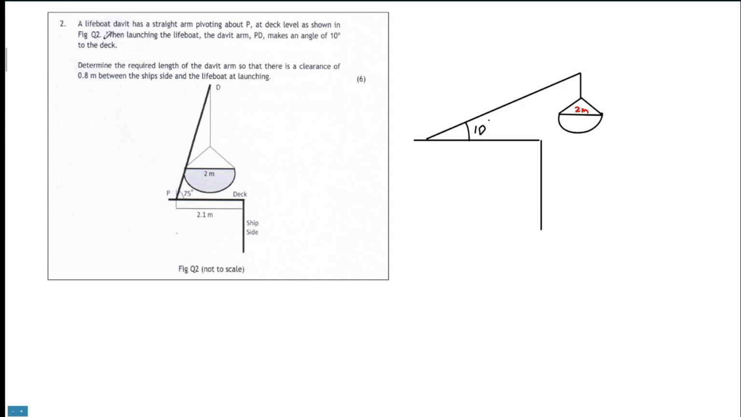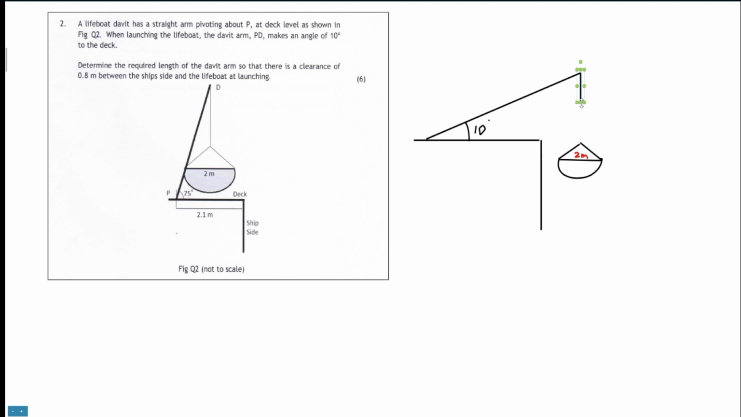I think that looks about right to me. A deck is shown, yeah. I'm just checking I got everything. Determine the required length of the davit arms. There's a clearance of this much between the ship's side and the lifeboat at launching. And it has 10 degrees, so you're going to drop it in the water. Oh, I guess it's going to be lower down. That's it. There we go.